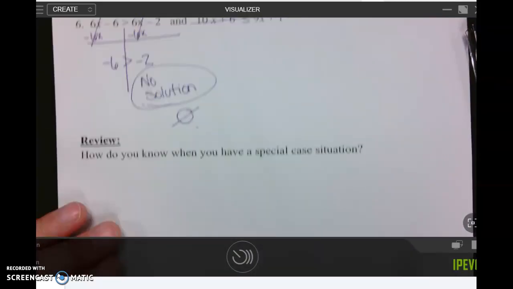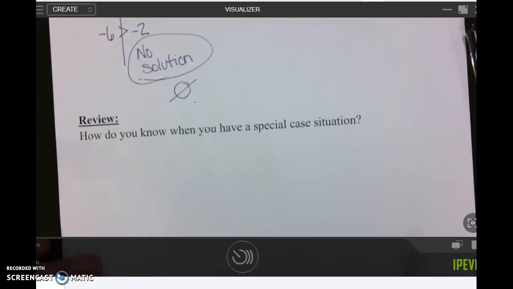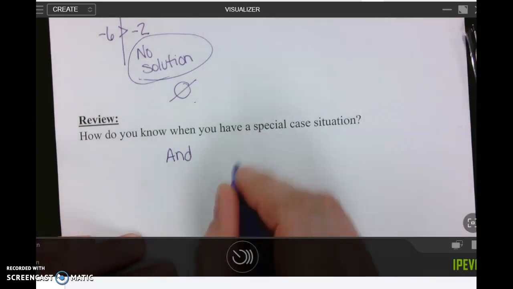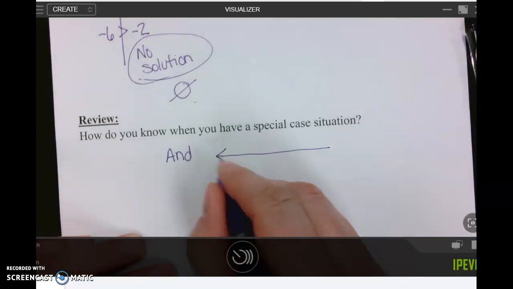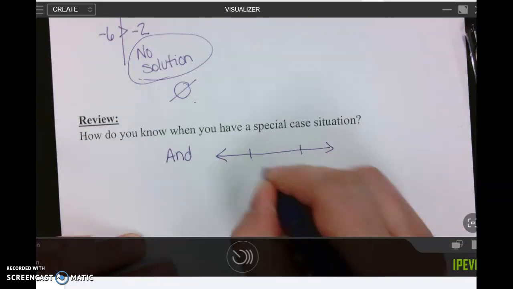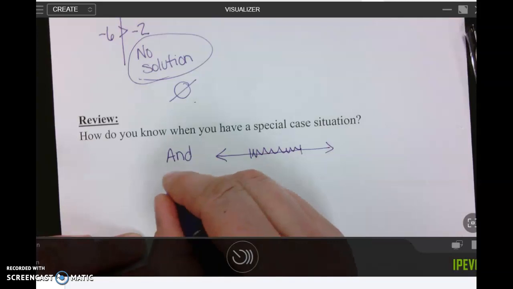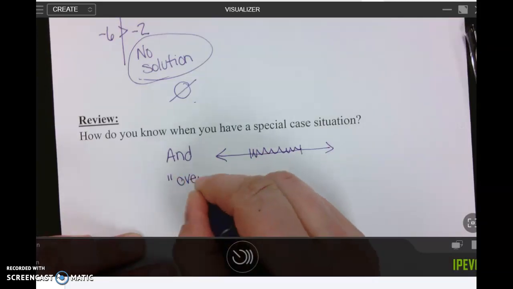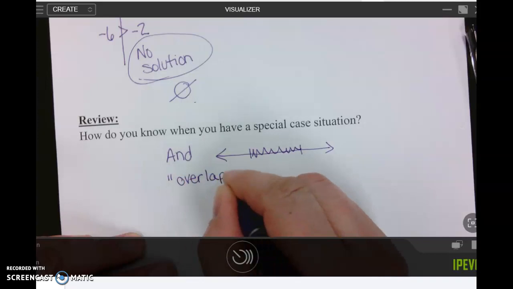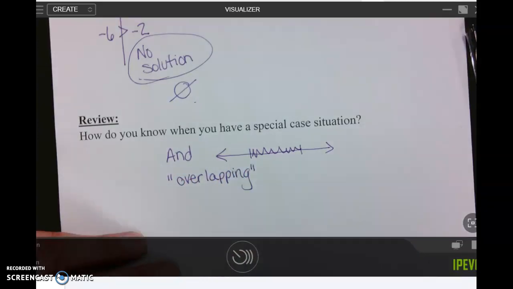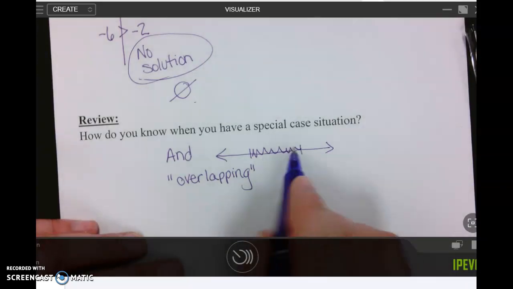All right, so how do you know when you have a special case situation? Well, we know that ANDs are typically in the middle. So you have two numbers, and you typically have the shading in between. And we know that an AND is going to be just the overlapping region. And so you have a special case if the inequalities are not just in the middle or not just apart.